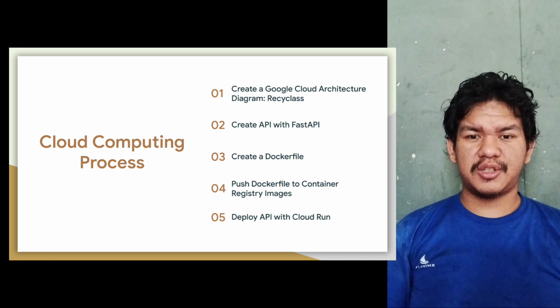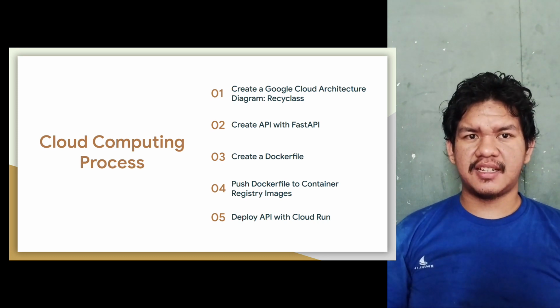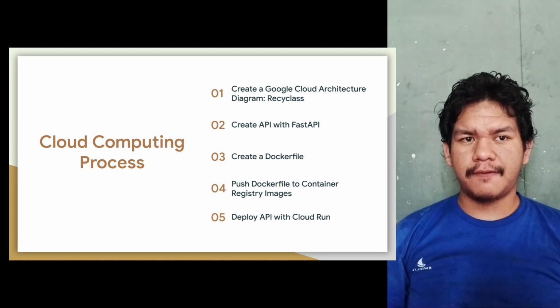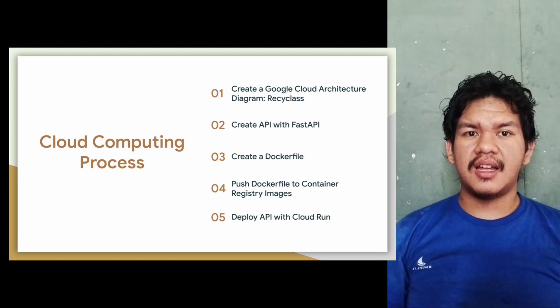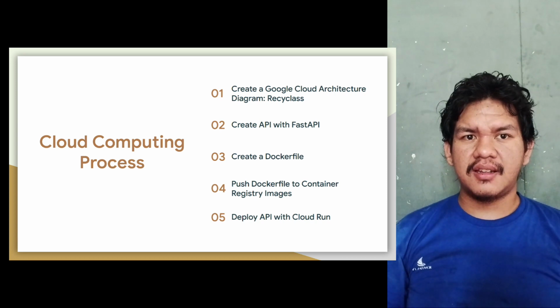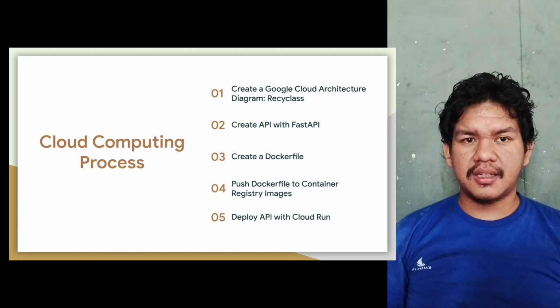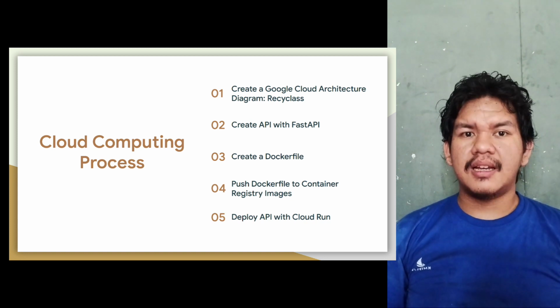Hello, my name is Umadu Laksmana. I will discuss the process carried out by the cloud computing team on the Recyclass project. This includes: 1. Creating a Google Cloud architecture diagram for the Recyclass project. 2. API creation using the FastAPI framework. 3. Docker file creation. 4. Uploading the Docker file to the container registry image. 5. Deploying using the Cloud Run service.